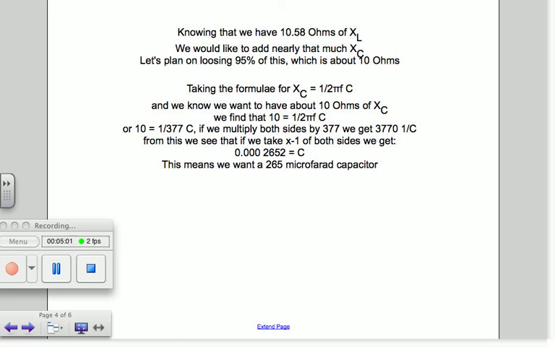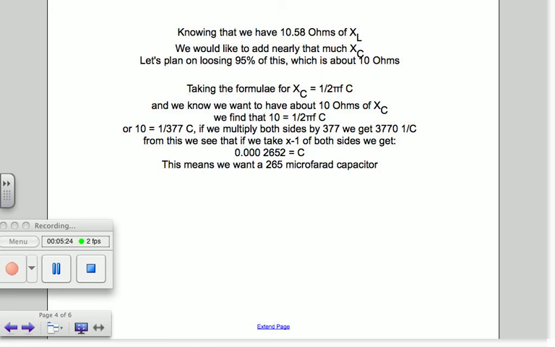So knowing that, we take the formula X sub C is 1 over 2 pi fC, and we know that 2 pi f is 377. So we're going to say that 10 is equal to 1 over 377 times C. So if we multiply both sides of that by 377, is that the way we do it? Yeah.